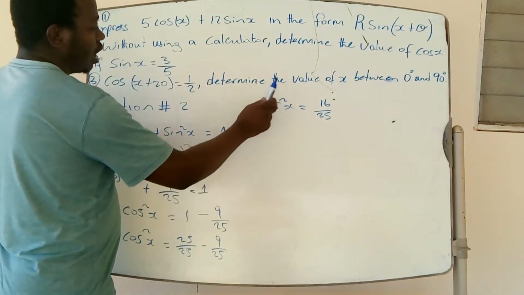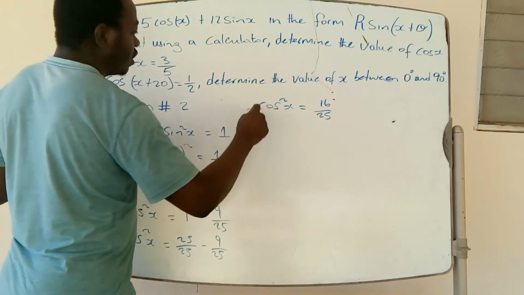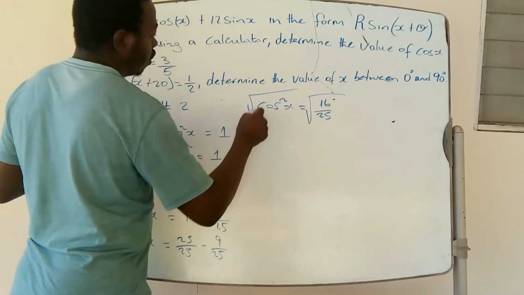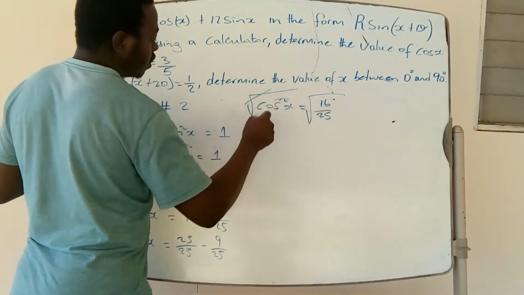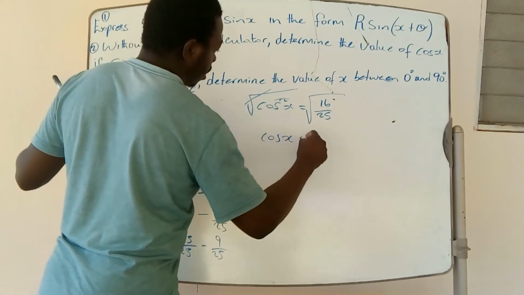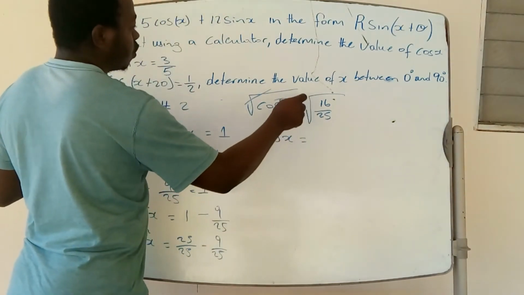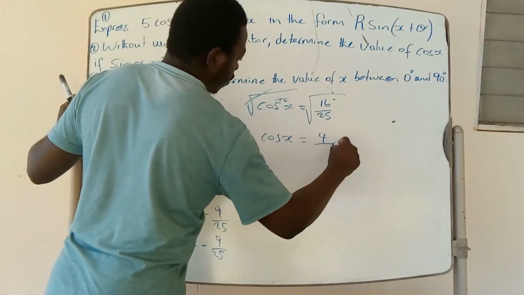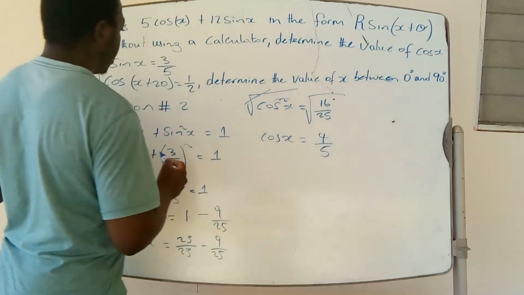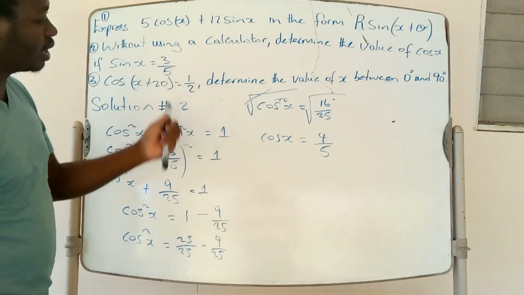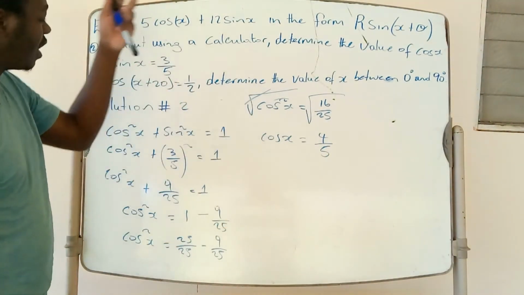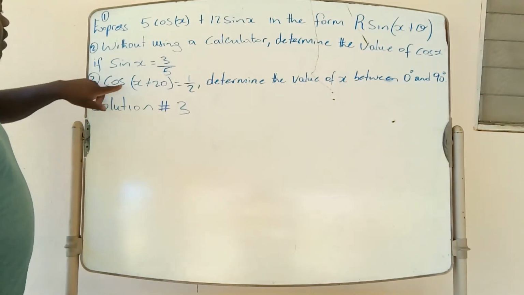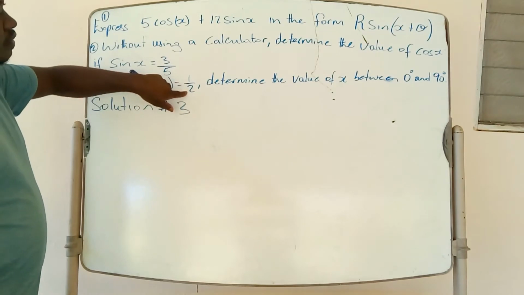Now how am I going to find cos x? I want to get rid of this squared, right? So I'm going to take the square root of this side, and I'm going to take the square root of this side. So the square root sign cancels out the square, so cos x is equal to the square root of 16 over 25, and that's just 4 over 5. And that is how you calculate the value of cos x without the use of a calculator. Fun, right?